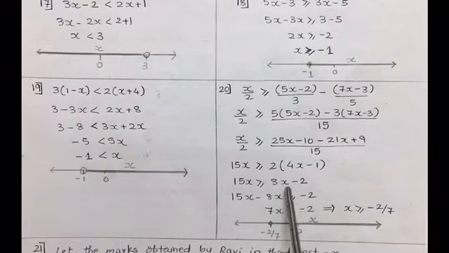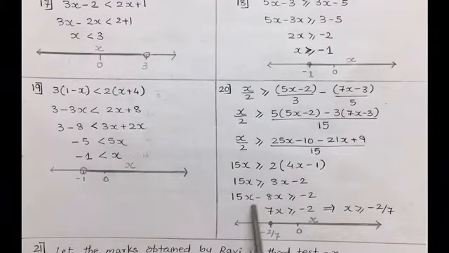Opening the bracket here, we'll get 15x greater than or equal to 8x minus 2. Shifting 8x the other side, it becomes 15x minus 8x greater than or equal to minus 2. Shifting 7 the other side, it makes it x is greater than or equal to minus 2 by 7.